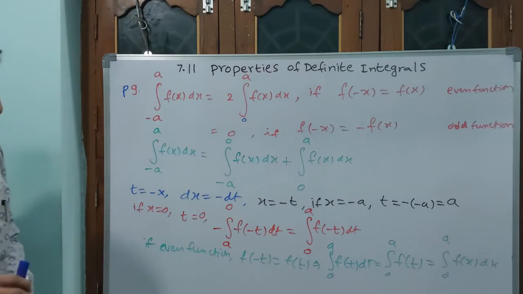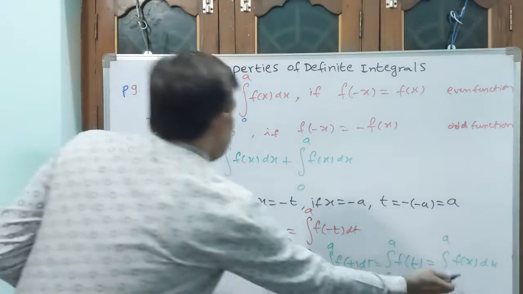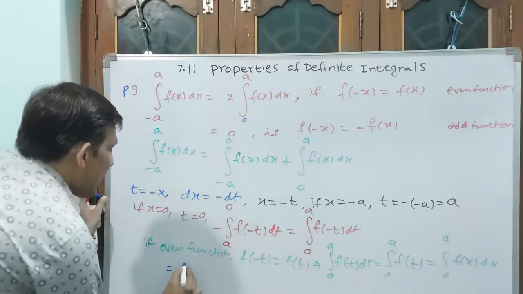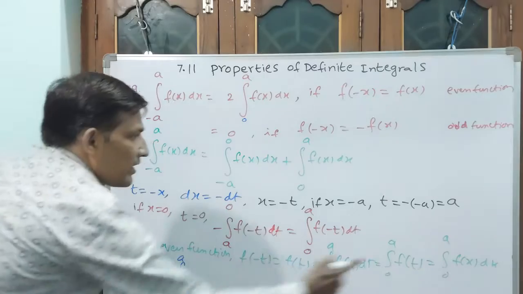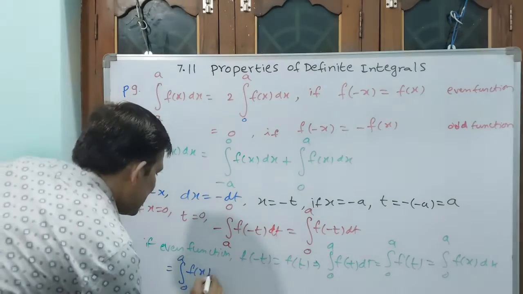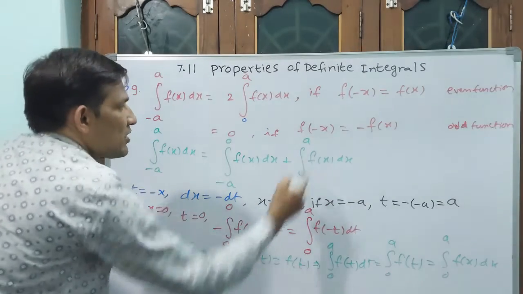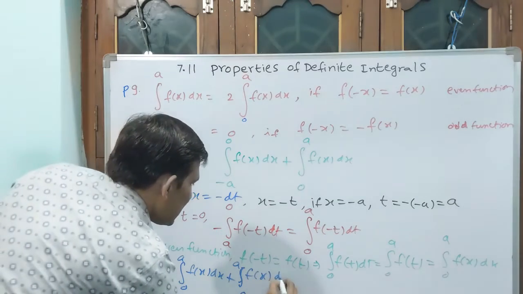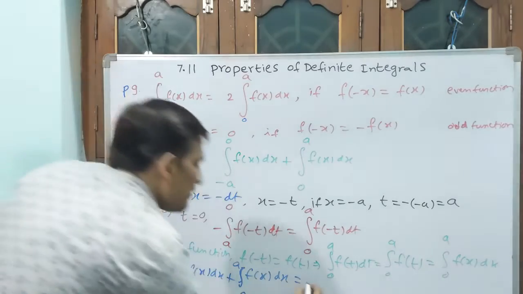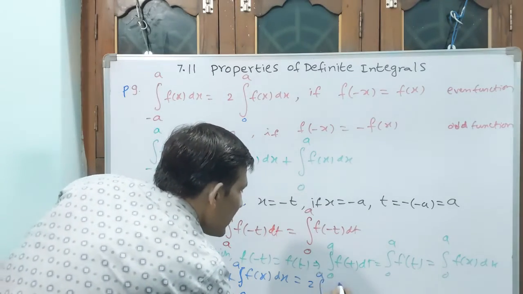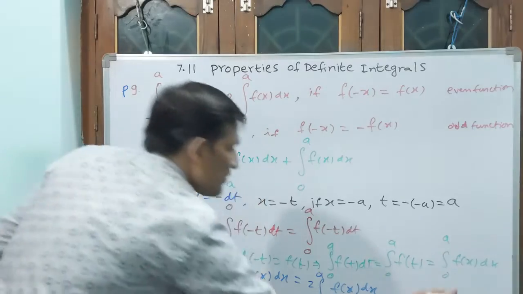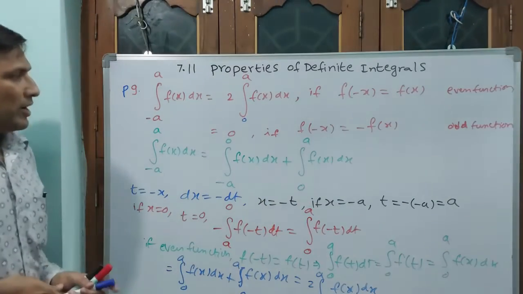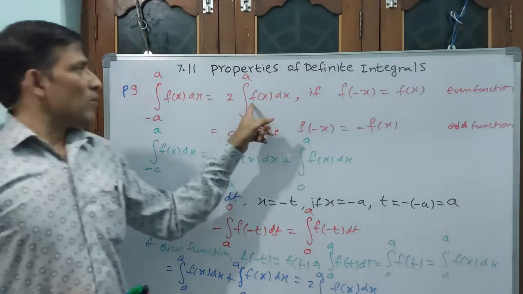Okay? Now substitute this here. 0 to a, that is equal to RHS 0 to a f of x dx plus again 0 to a f of x dx, that is equal to 2 times of 0 to a f of x dx. I don't know whether it came in the board or not for your camera. Okay. First proof we have given, 2 times.